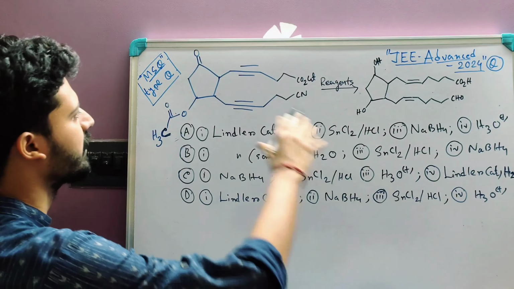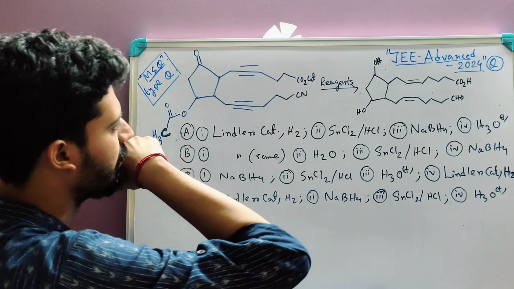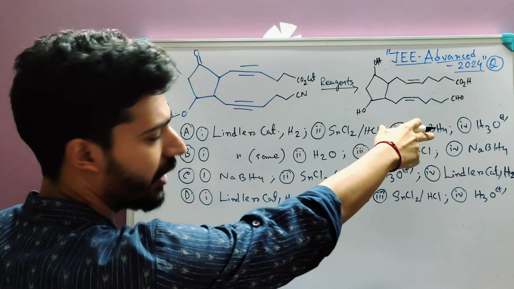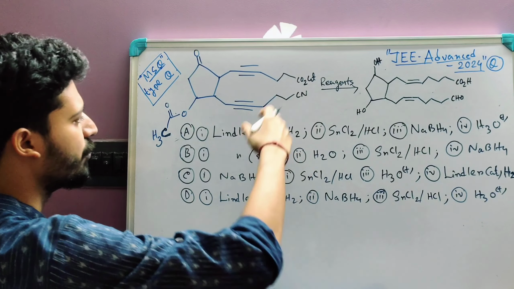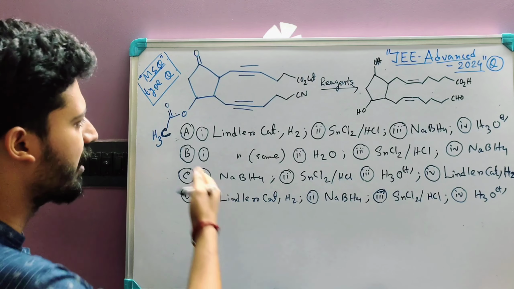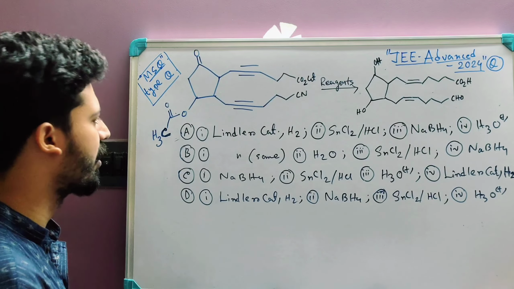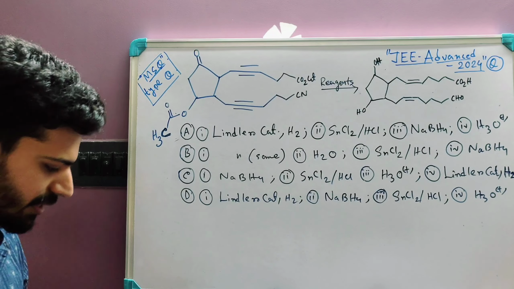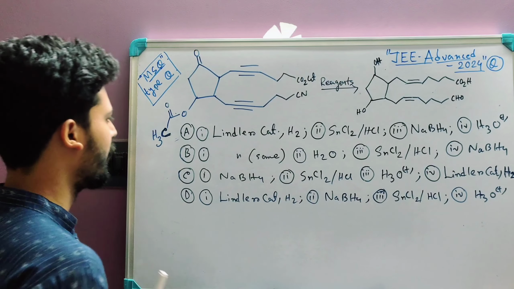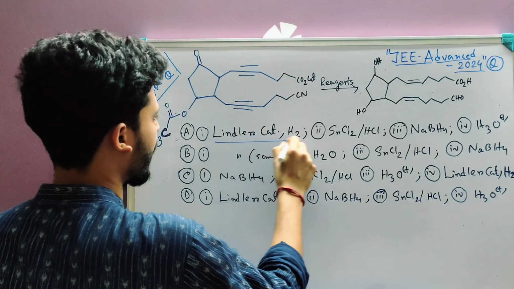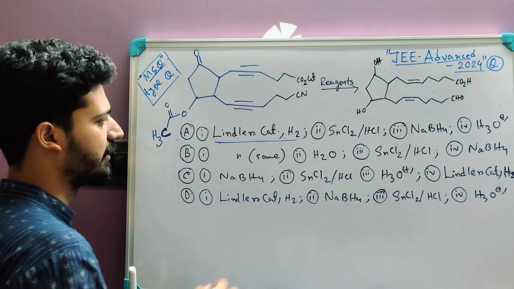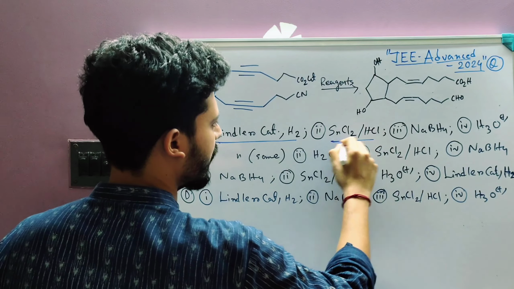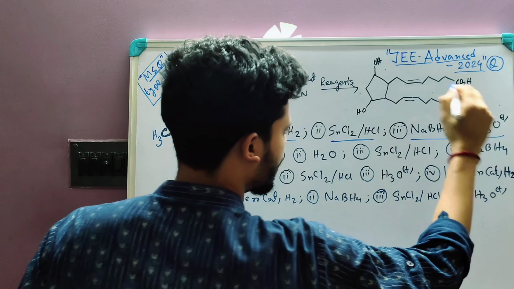You can see there is a big molecule and it needs to be converted to this product. The question is which reagent we can use. Several reagents are given in the different options. The first reagent is Lindlar catalyst with hydrogen. The second reagent is SnCl2/HCl, the third is NaBH4 and the fourth is H3O+.